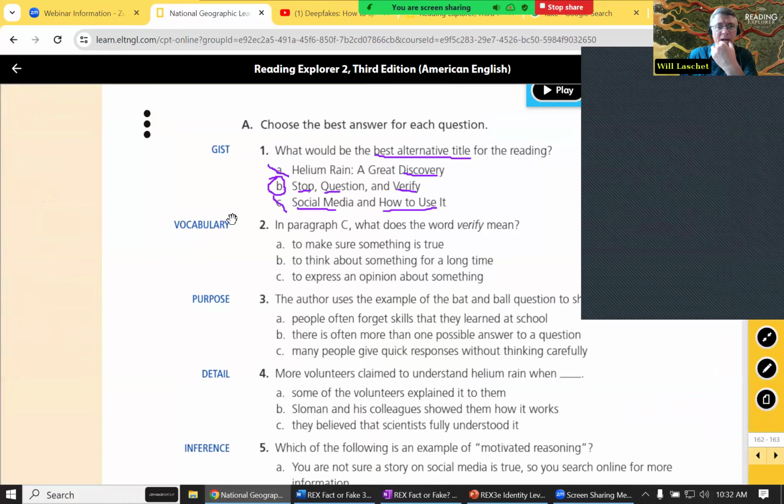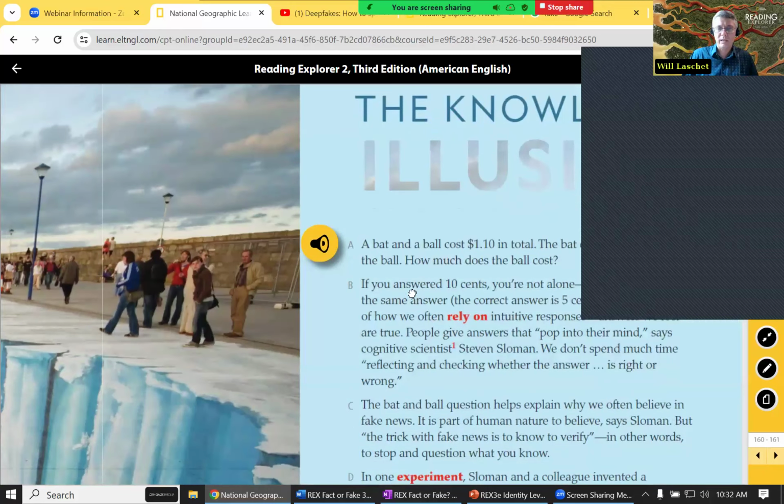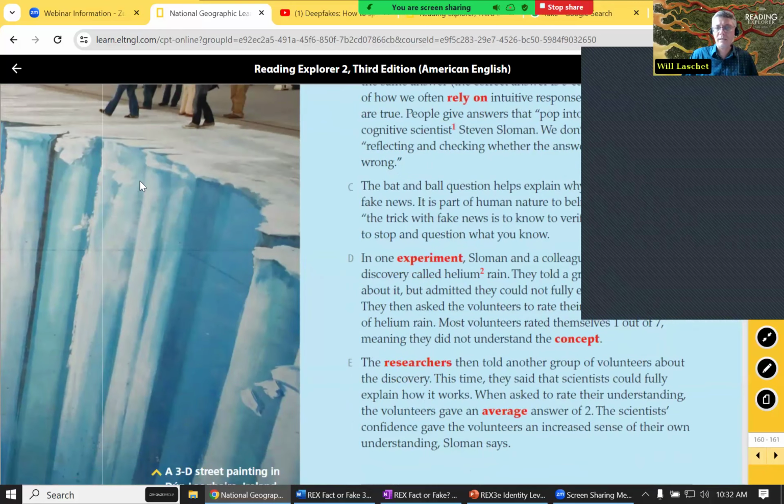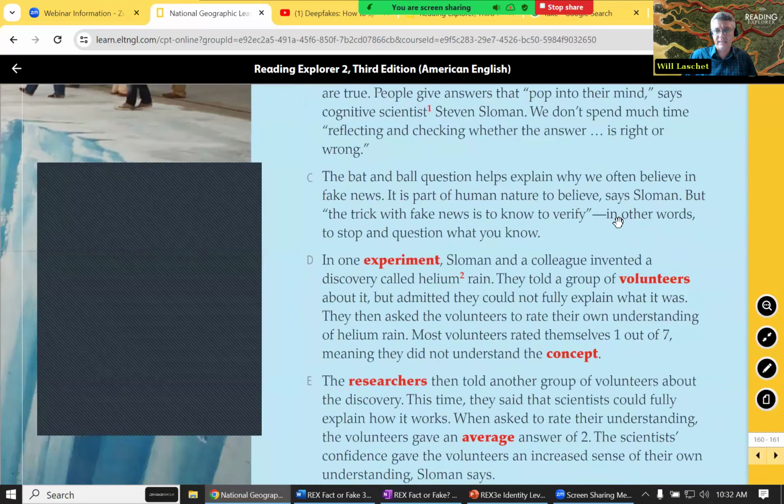Next one, we've got a vocabulary question. So here we're going to be looking at the word verify. The best way to do this would be to look at the context. It says, what does the word verify mean? So let's go back into Paragraph C. And it says here, the trick with fake news is to know to verify. And then it says, in other words, which means it's explaining the word verify, to stop and question what you know. So this is a vocabulary question, and it's actually explaining it.